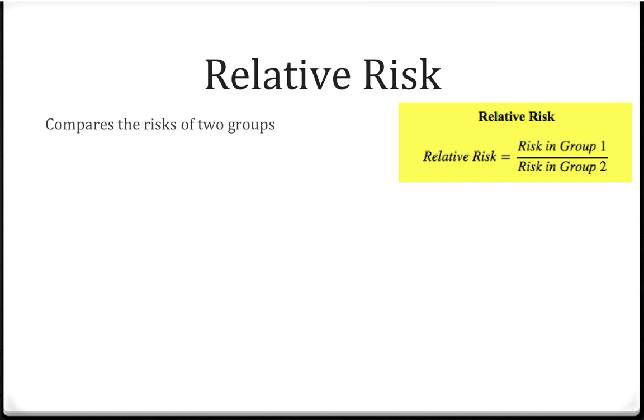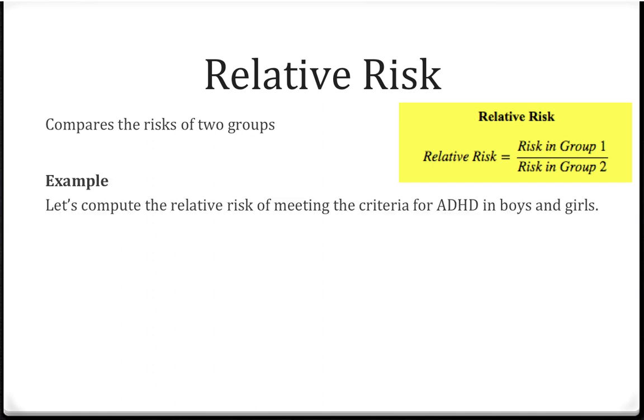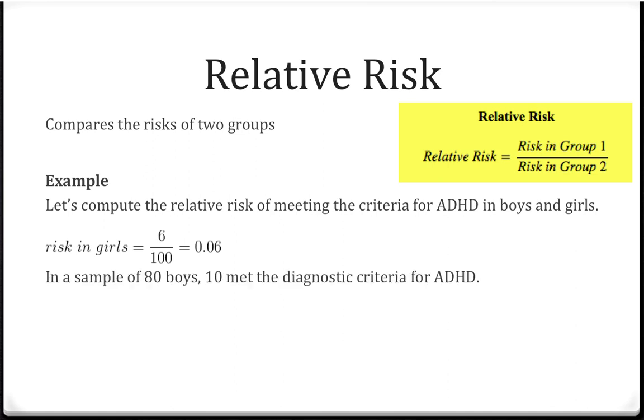Relative risk then compares the risks for two groups. So the risk in group 1 divided by the risk in group 2. Let's compute the relative risk of meeting the criteria for ADHD in boys and girls. On the last slide, we computed the risk in girls to be 0.06. In a sample of 80 boys, 10 met the diagnostic criteria for ADHD. The risk in boys then is 10 over 80, which equals 0.125. The relative risk, if we're comparing boys to girls, will be the risk in boys over the risk in girls.